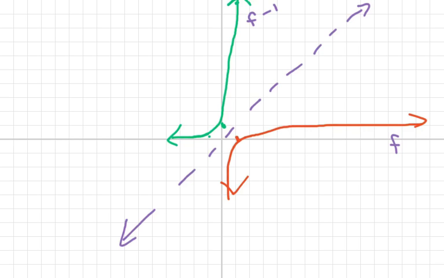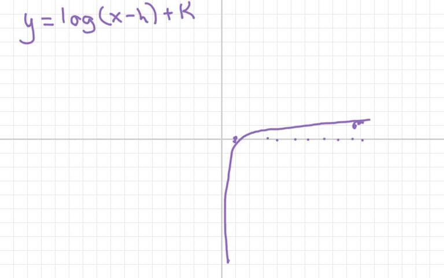All right, and then to do the transformations, we want y equals log of (x minus h) plus k. So let me graph the original. 1, 2, 3, 4, 5, 6, 7, 8, 9, 10. Down here. So there's the original.